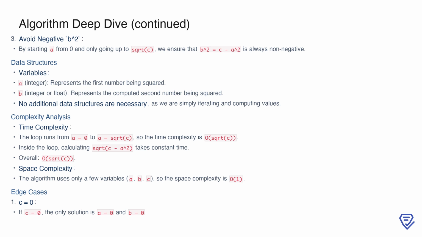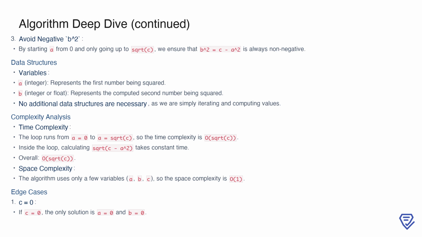The time complexity of this approach is O(sqrt(c)), as the loop runs from 0 to sqrt(c), and each iteration involves a constant time operation to compute c − a². The space complexity is O(1), as the algorithm only uses a few variables.